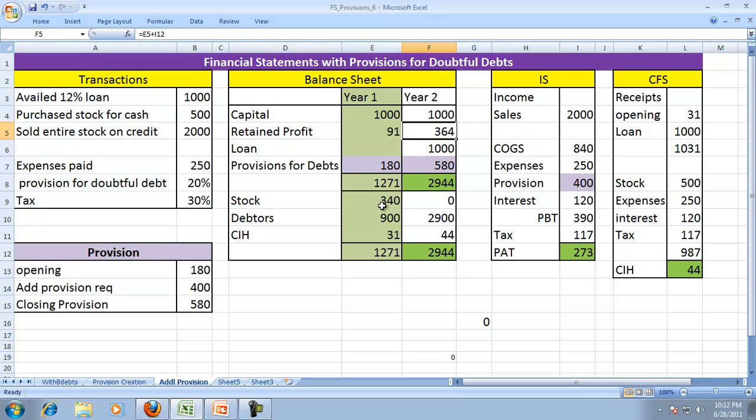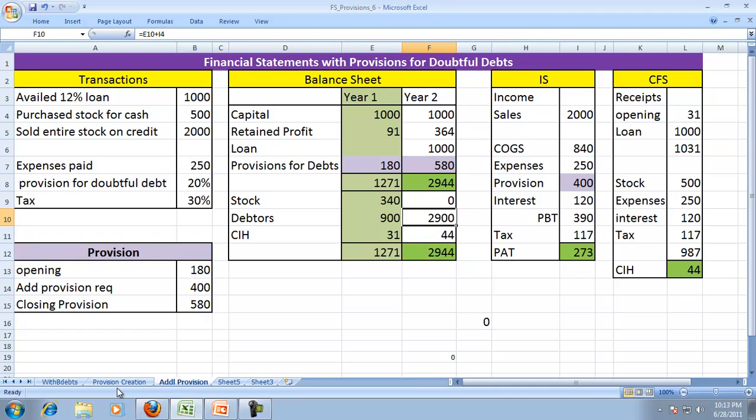Now the focus of this particular presentation was the provision for bad and doubtful debts. There is no bad debt, but the company expects there will be a possibility of bad debt in future, so they're creating a 20% provision once again for the current sales. That is 20% on the sales, and that is shown on the income statement and charged against the income for the period. So the provision increases and the debtors increase to the extent of the current sales.